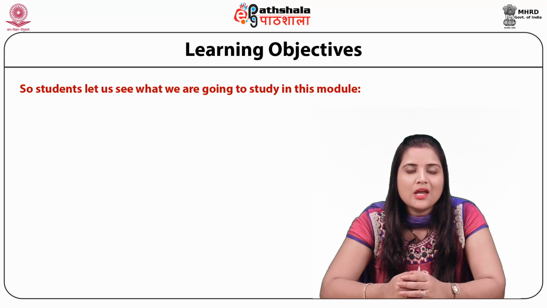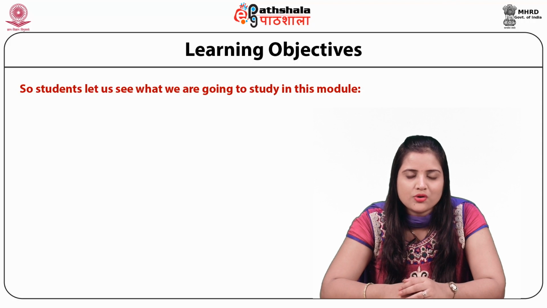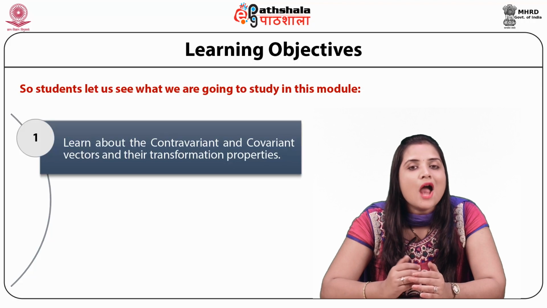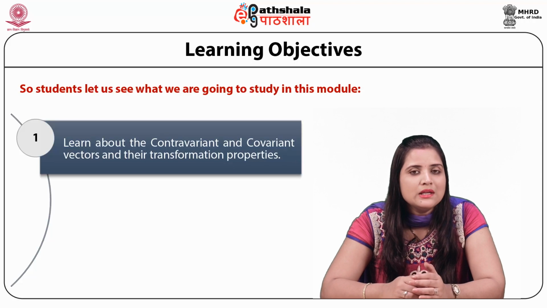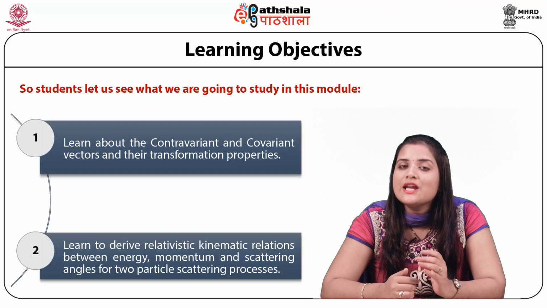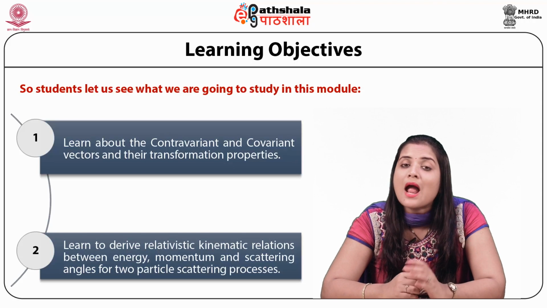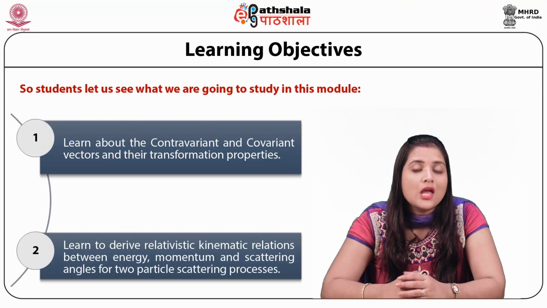Today we are going to discuss the module Special Theory of Relativity from the paper Classical Mechanics. Let us see what we are going to learn in this module. In this module, we will learn about the contravariant and covariant vectors and their transformation properties. Secondly, we will learn to derive relativistic kinematic relations between energy, momentum and scattering angles for two particle scattering processes.